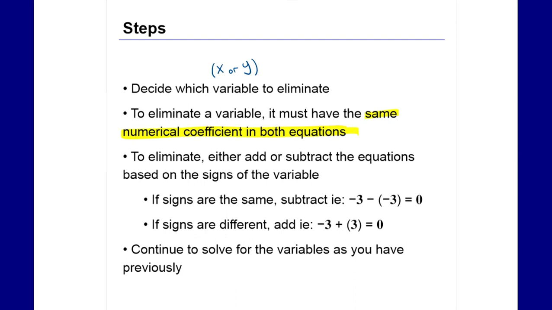Once we do that, once the variable has been eliminated, we're going to continue to solve for the variables as we have previously. So similar to what we've done with solving by substitution, we're going to do the same thing. The only difference in elimination is that we're using a different method to get rid of one of the variables. In substitution, we substituted. In elimination, we are going to eliminate one of them.